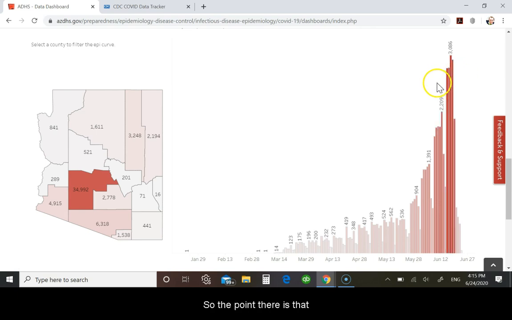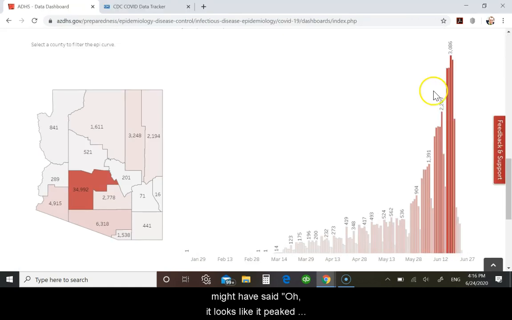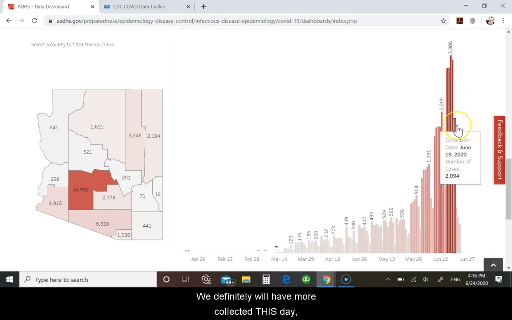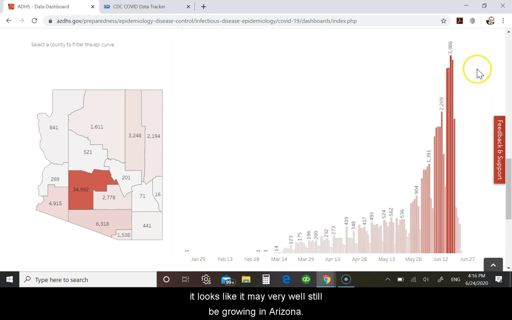So the point is that if we were looking back here, we might have said, oh, it looks like it peaked already. But by now we see, nope, it hadn't peaked. And it still may not have, because we're probably still going to add tests that were collected this day. We definitely will have more collected this day, definitely more this day. So unfortunately, this looks like it may very well still be growing in Arizona.